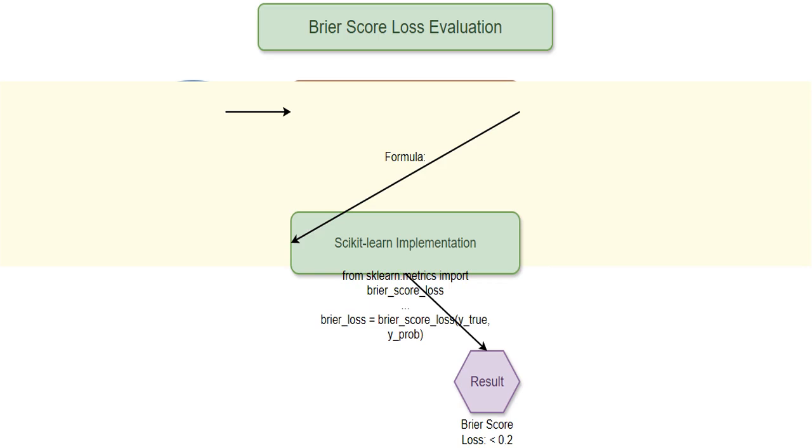The formula is a mathematical expression of the Brier score loss. Sigma represents summation. The formula sums up the squared differences between each true label, y_i, and predicted probability, y_prob_i, for all data points. I then divide the sum by the total number of data points, n, to get the average squared difference. A lower score means better predictions.